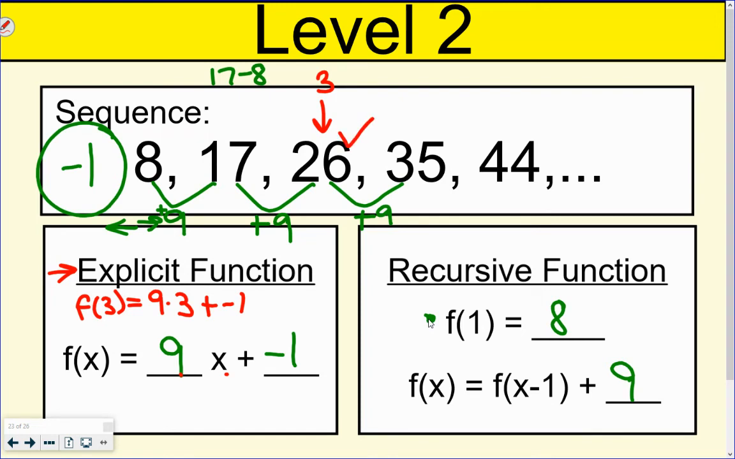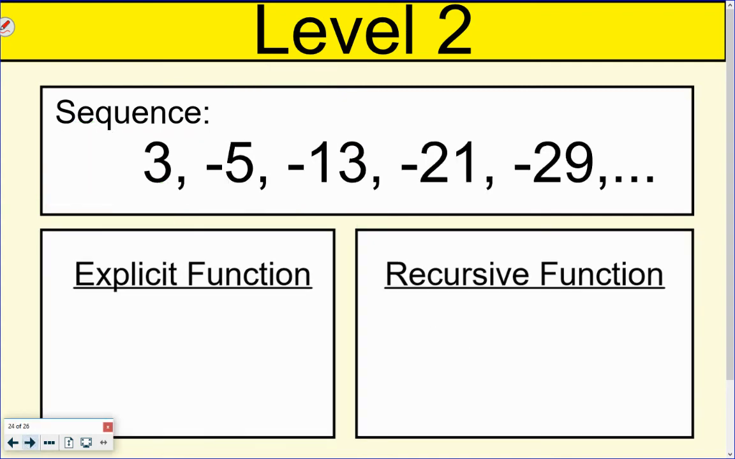You could test it with another one too. It doesn't hurt to test it with a couple, but odds are if you're getting at least one number that isn't your first term, you probably did a pretty good job. Okay, next one. This time I didn't give you any functions. We're going to fill in the whole thing.